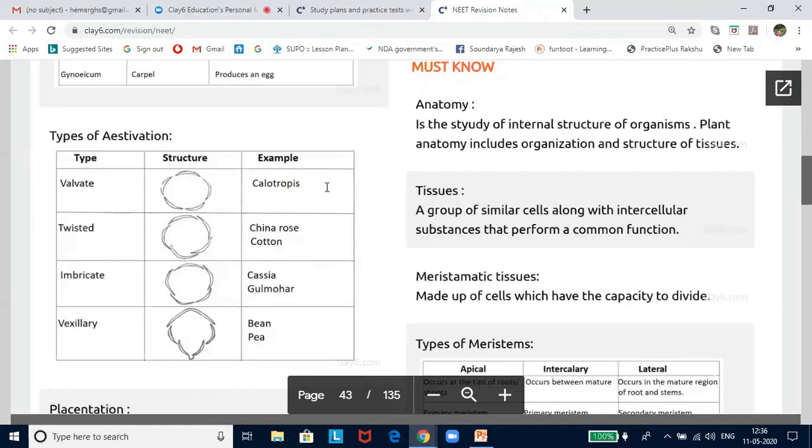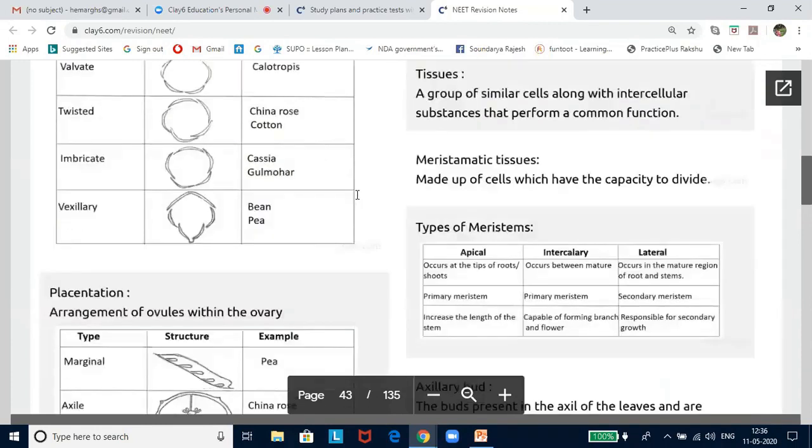Suppose they might ask the kind of estivation seen in Calotropis. They will give you the pictures. Then you have to identify it as valvate. It is very simple. In valvate estivation, the margins will not overlap with each other. They will just touch at the margins. In twisted estivation, if you look at it, out of the five, one will go outside the other and one will be inside. No, I'm sorry. In twisted, it is in and out. All the five will be in and out. Example, China rose and cotton.